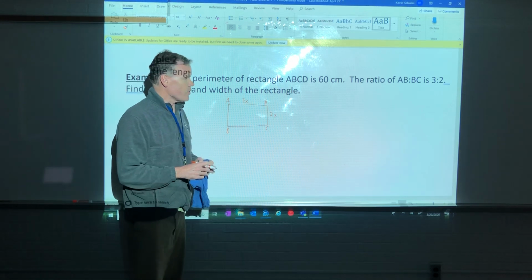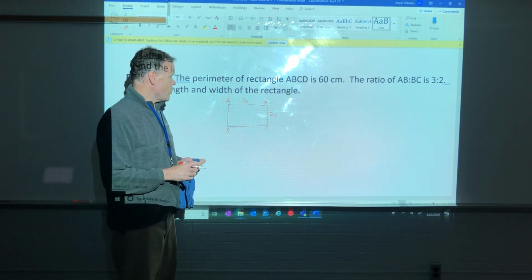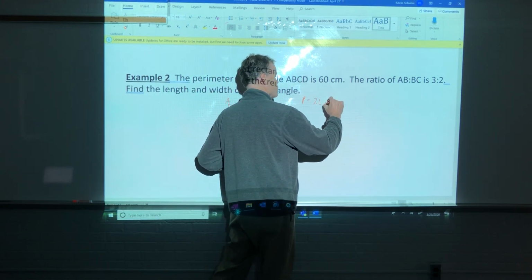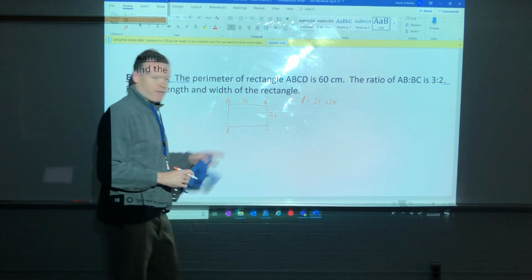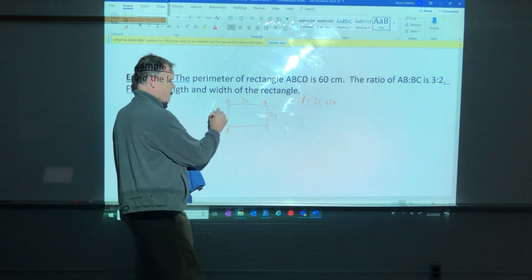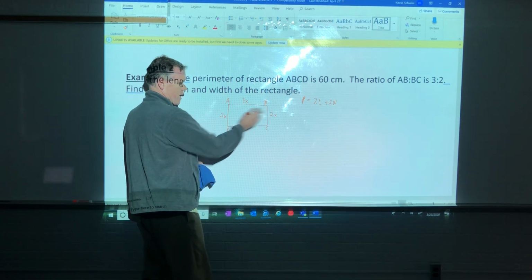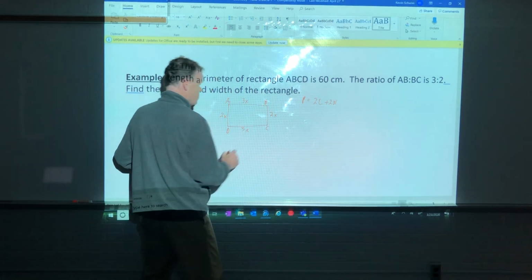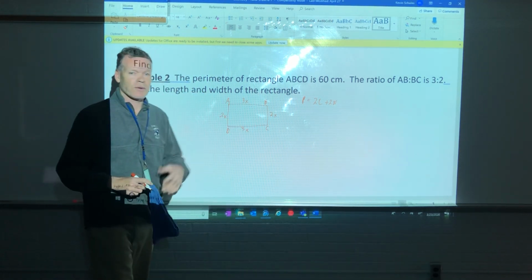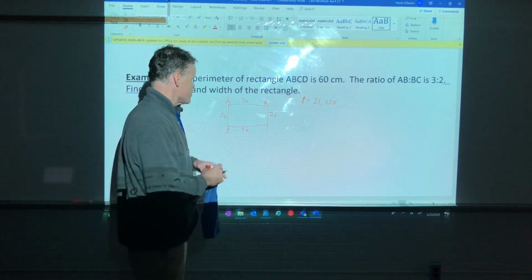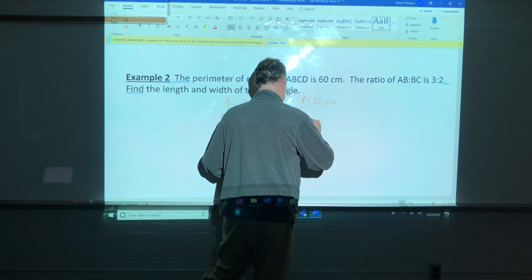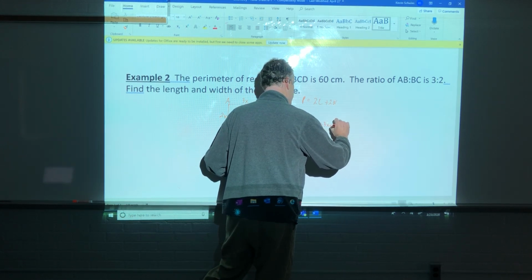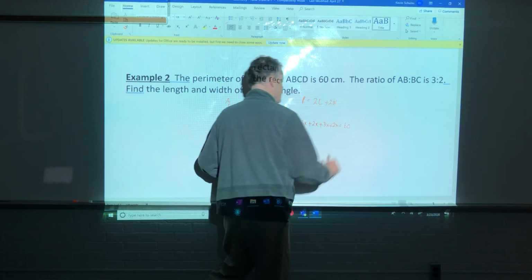All right, and again, they're talking about perimeter. So, to find perimeter, it's going to equal 2 times the length plus 2 times the width, or you could just add everything up. Here, this is 2x because opposite sides of the rectangle are going to be congruent, as well as 3x down here. So we could do 2 times the length plus 2 times the width, or we could just add everything together: 3x plus 2x plus 3x plus 2x, and we know the perimeter is going to equal 60.